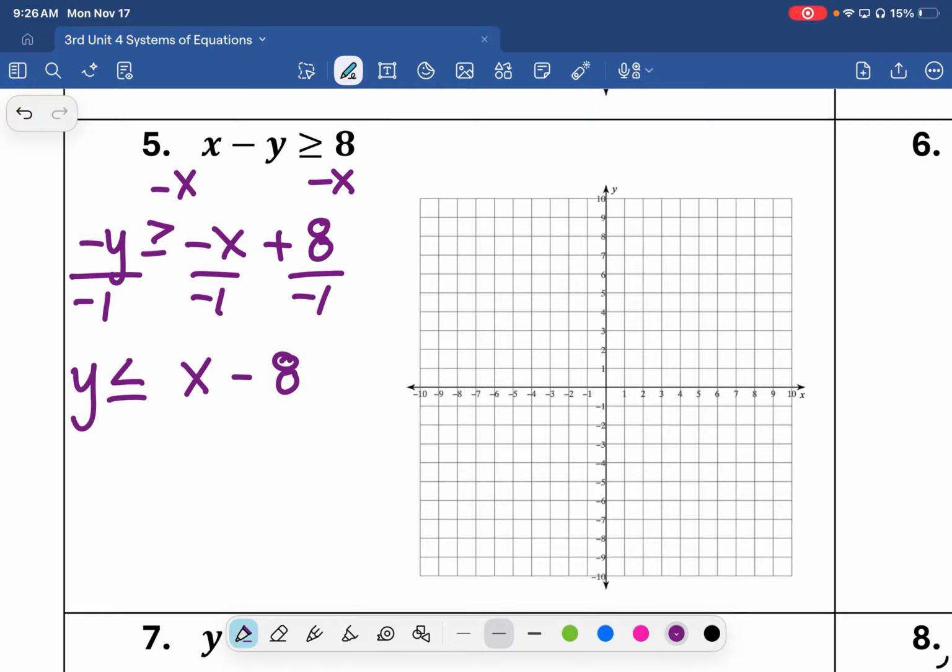So what is our y-intercept? Then what is our slope? Solid or dashed line? Above or below? Then I want y'all to do number 6.